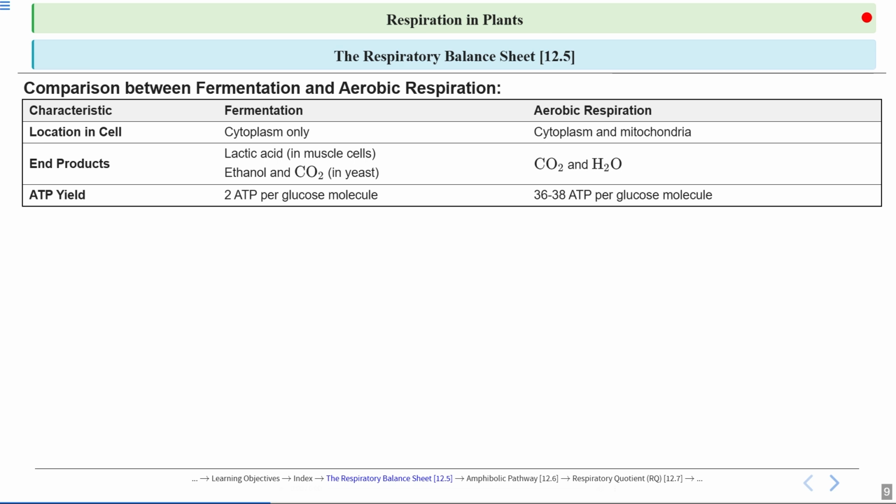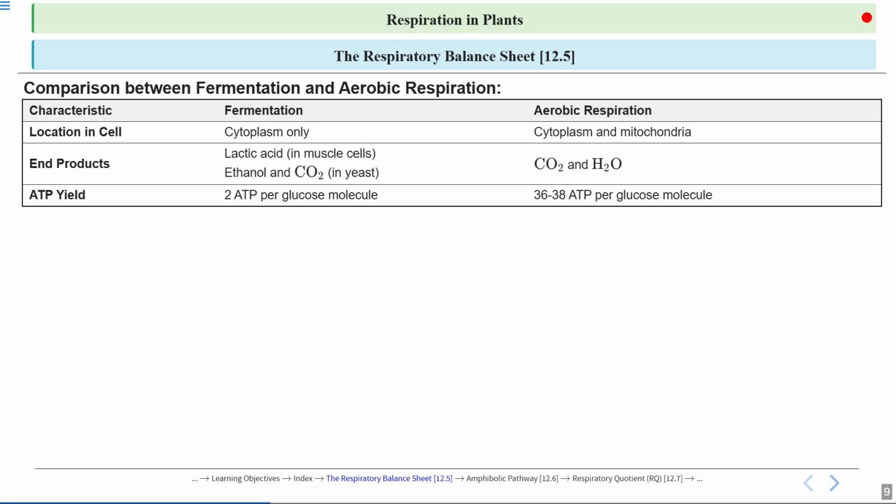Now let's look at some more differences between them. Where does fermentation take place? It takes place only in the cytoplasm. Aerobic respiration takes place in both the cytoplasm and mitochondria. In fermentation, we know glycolysis takes place in the cytoplasm, so the overall process takes place in the cytoplasm. Aerobic respiration starts in the cytoplasm with glycolysis, followed by the products moving into the mitochondria, where the mitochondrial matrix as well as the inner mitochondrial membrane are involved.